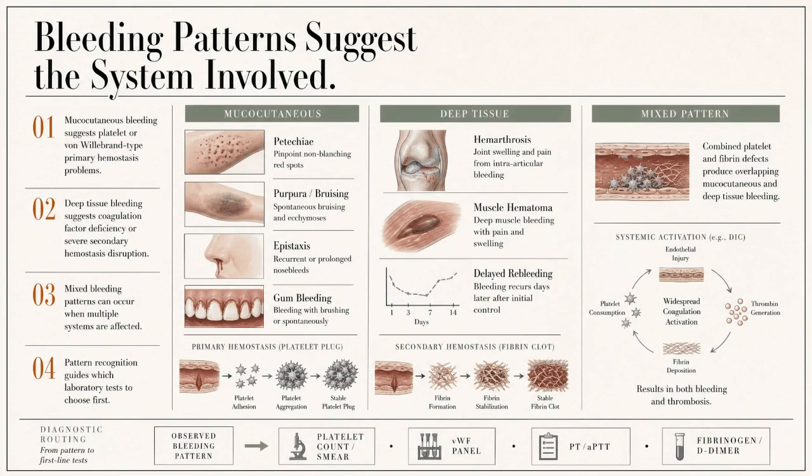Of course, some disorders can blur these lines. A careful patient history is vital here. It helps guide which laboratory tests we should select. The pattern of bleeding is a powerful clue.